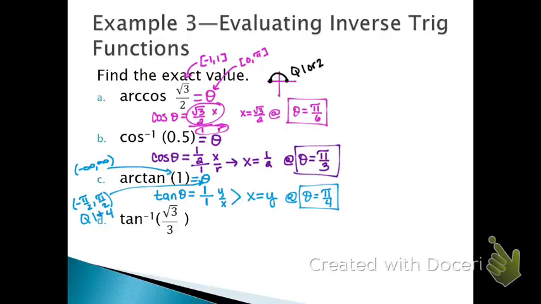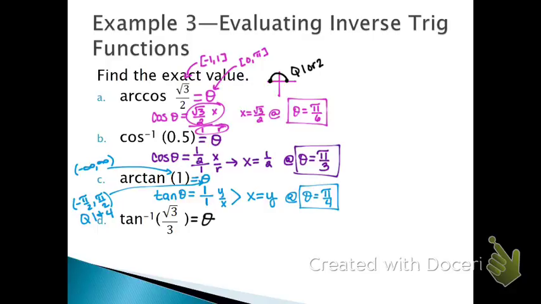Now, what if it had been a negative 1? That means one of them would be positive and the other one would be negative, so it would have been in quadrant 4, okay? All right, so for D, we're looking for the inverse tangent of square root of 3 over 3. Now, that's in my domain of the inverse, right? Because it's from negative infinity to infinity. So we're looking for theta.